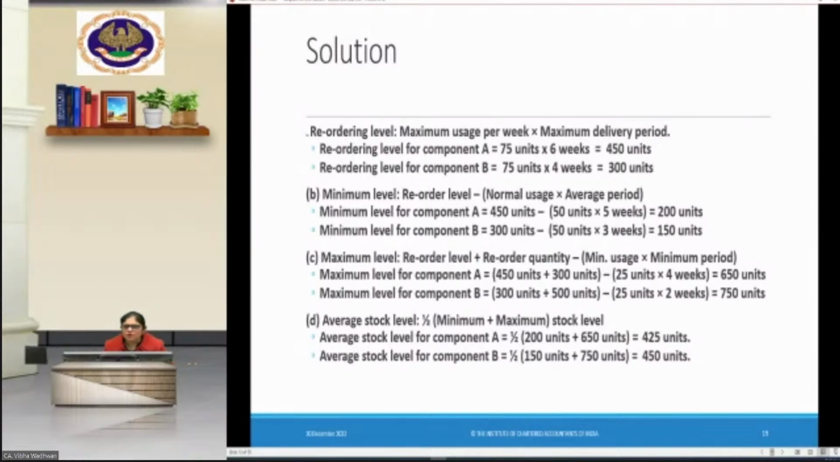Minimum reorder level minus average usage into average delivery time. So I told you average for A has to be 5. Why? Because 4 was minimum and 6 was maximum. So 5 has to be average.